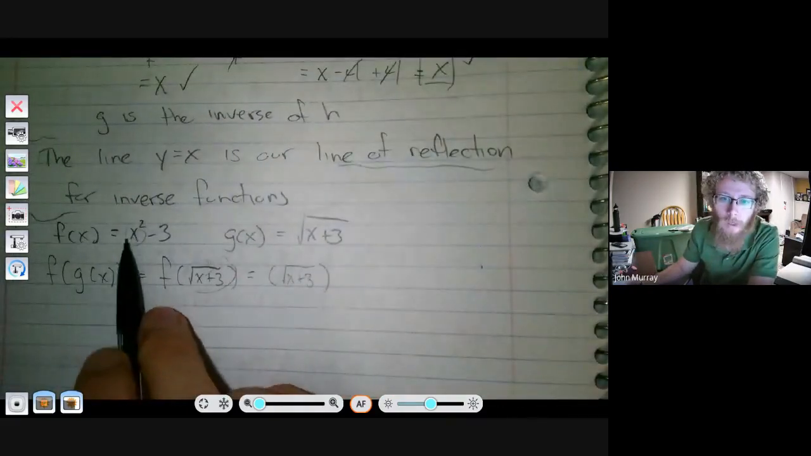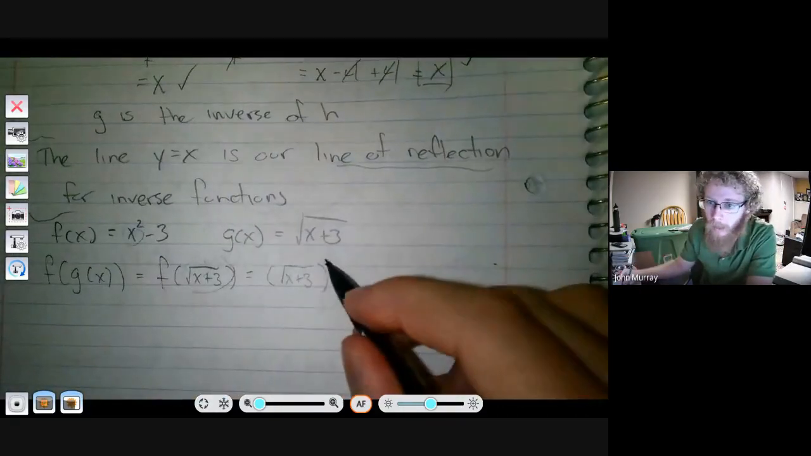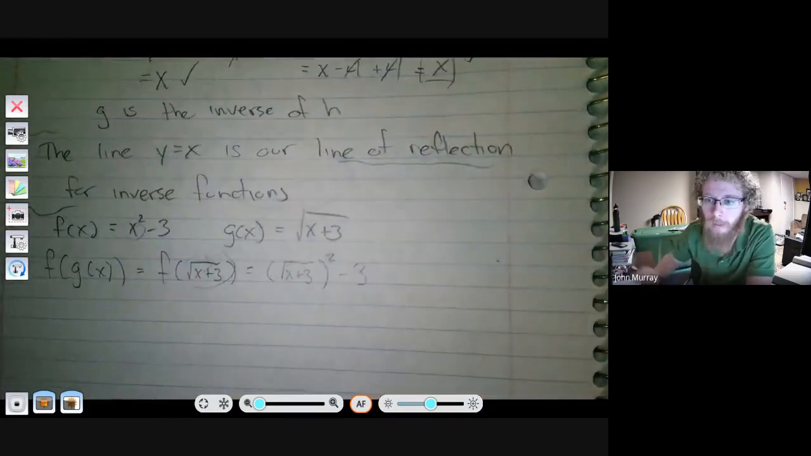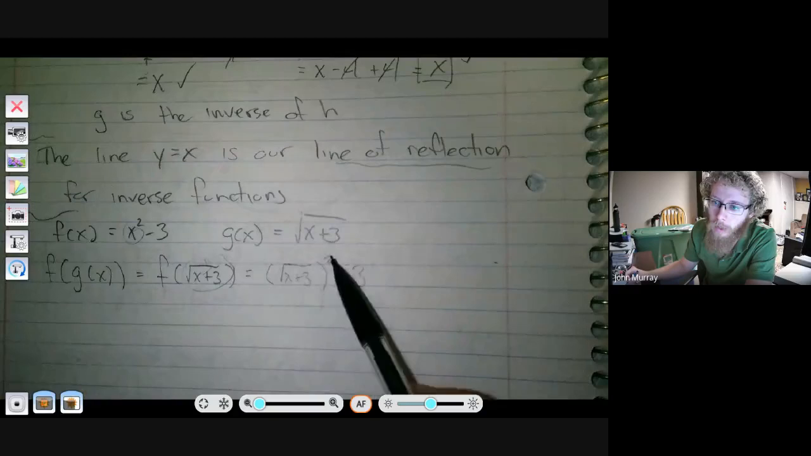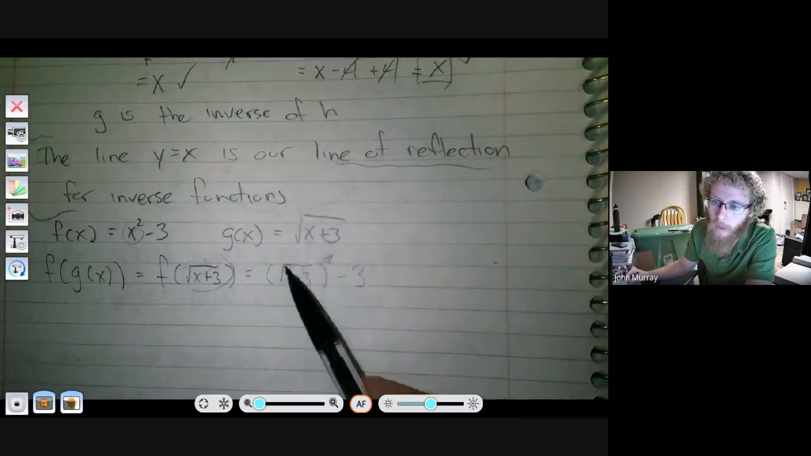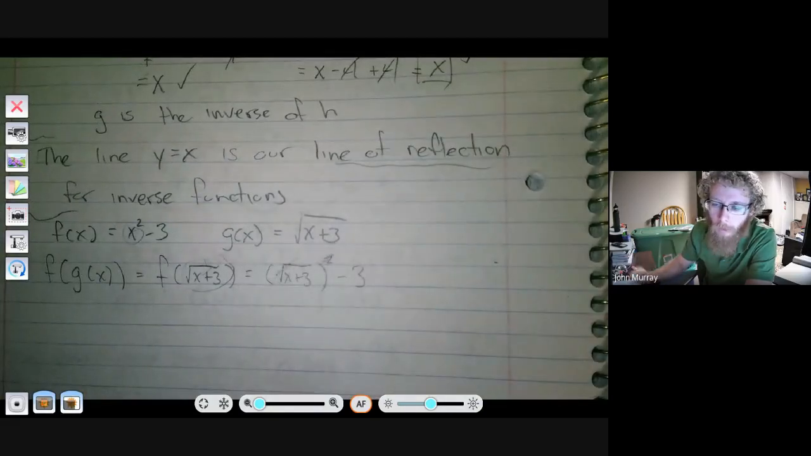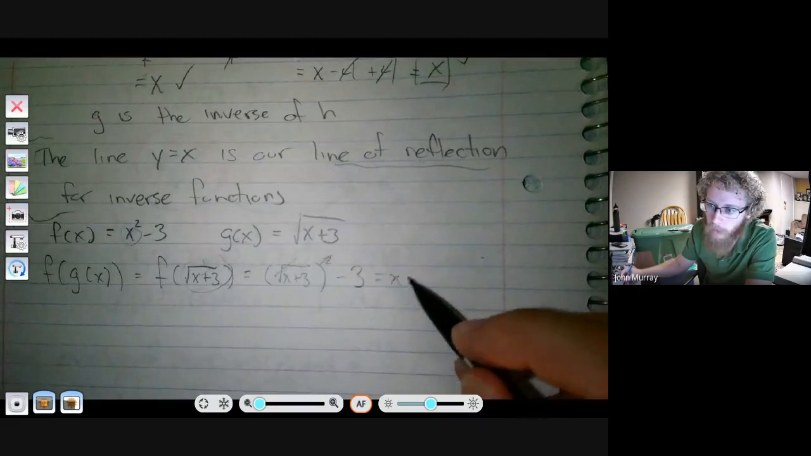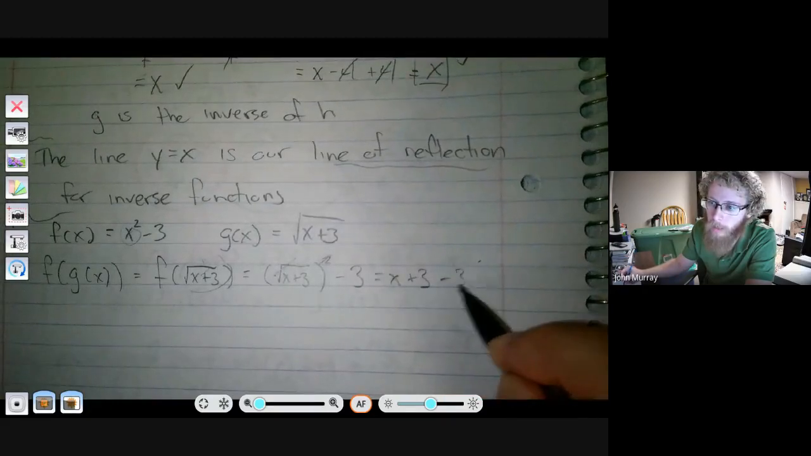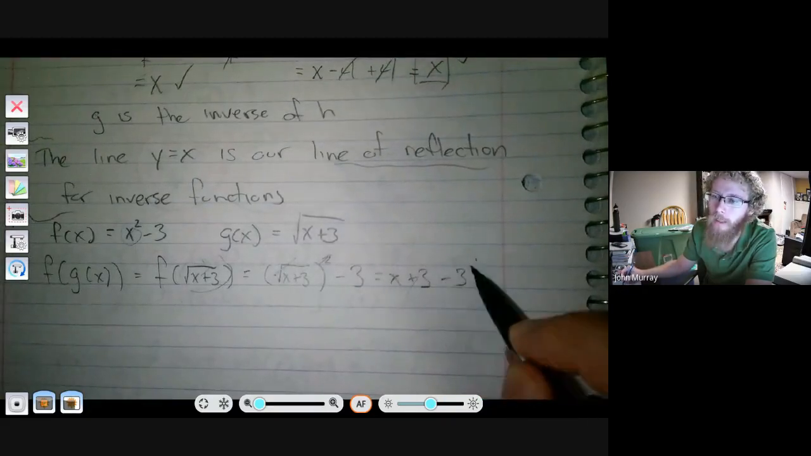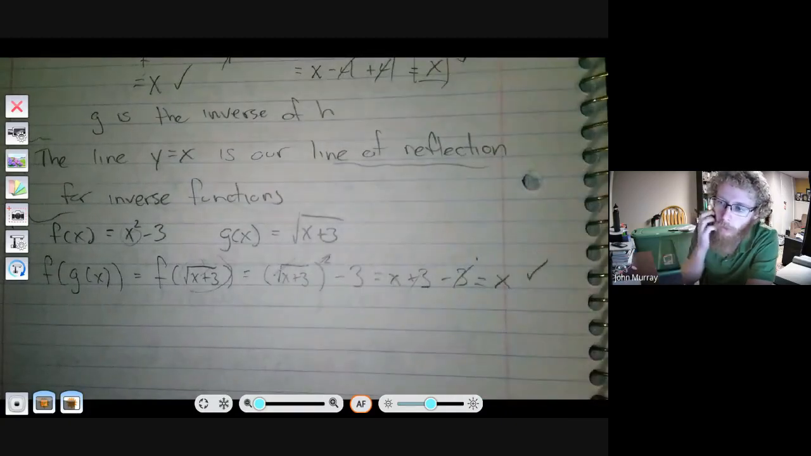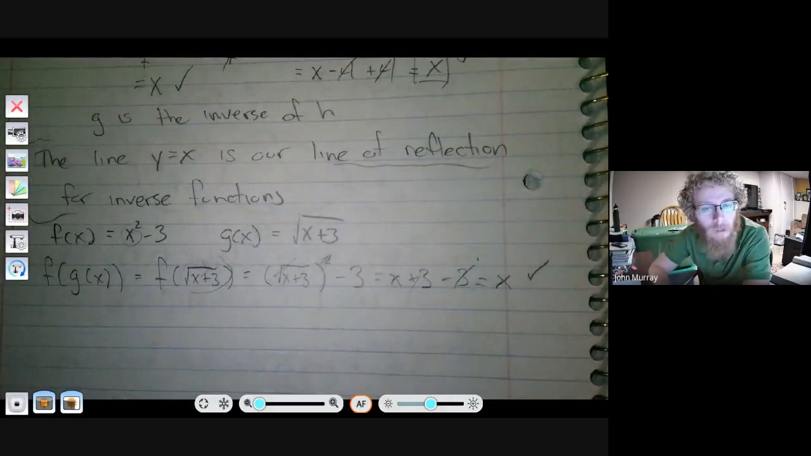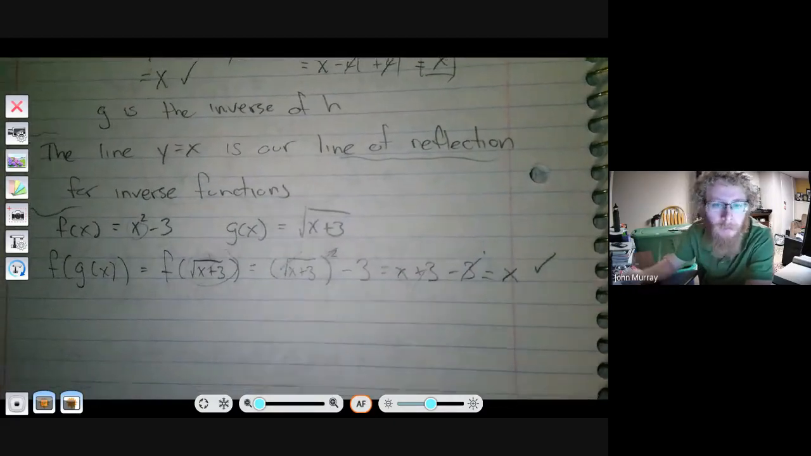Okay, so then what am I doing to that? I'm squaring it and then subtracting 3. The first thing we do is square it. A square and a square root cancel each other out. So then we're left with x plus 3 minus 3. And what do you know? Those cancel out, and we're left with x. So far, so good. We got half of our problem solved.